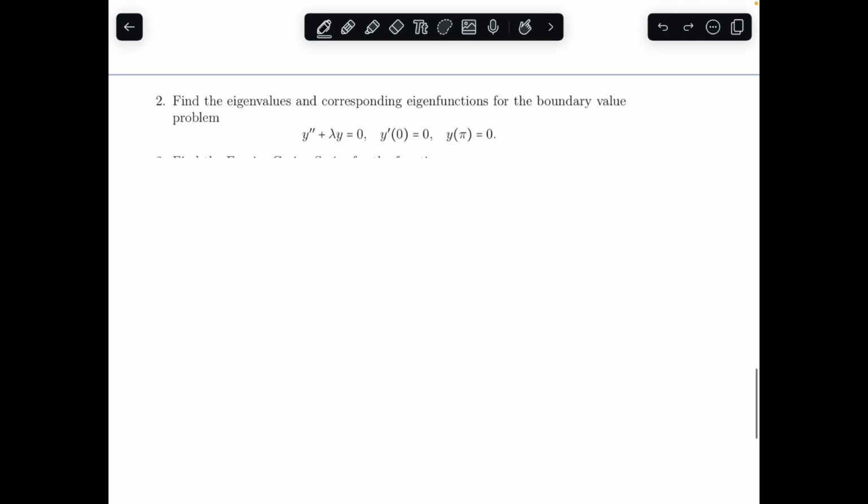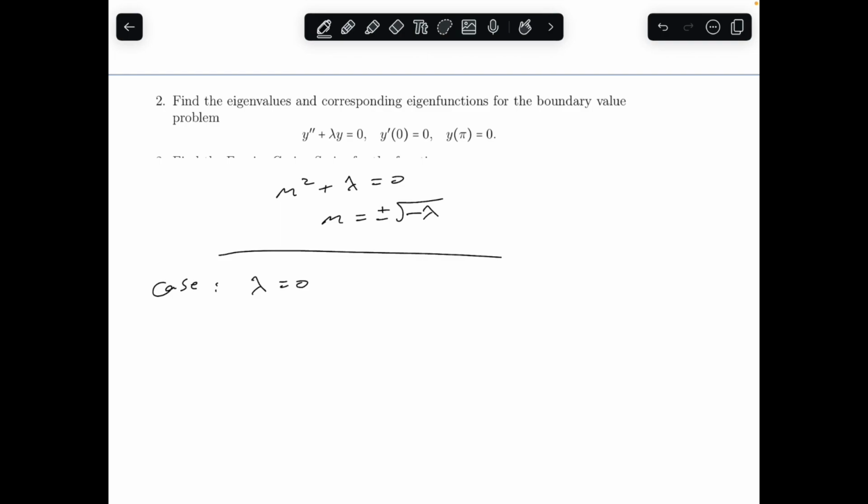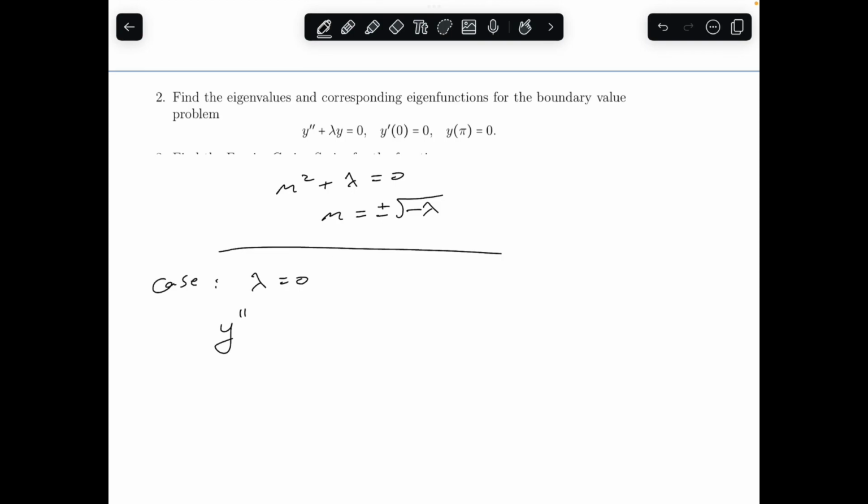So our differential equation has characteristic equation m squared plus lambda equals 0. And so the roots of that would be plus minus the square root of negative lambda. And so this leads into the 3 possible cases for what our general solution could look like, depending on whether lambda is positive, negative, or 0. And so the first case that I'll do here is lambda equals 0. So in this case, your DE is y double prime plus 0 equals 0. So I'll just write that as y double prime equals 0.